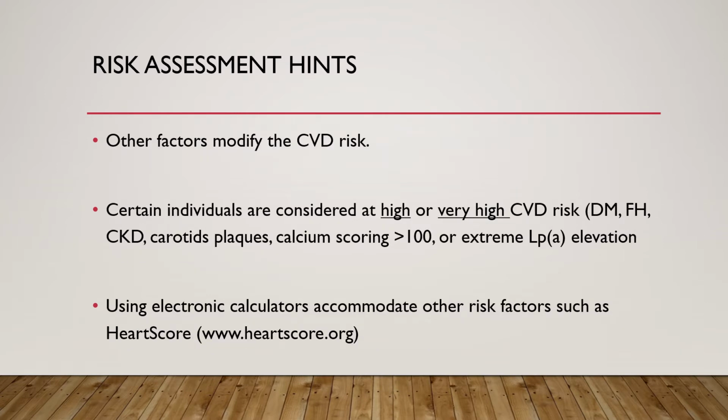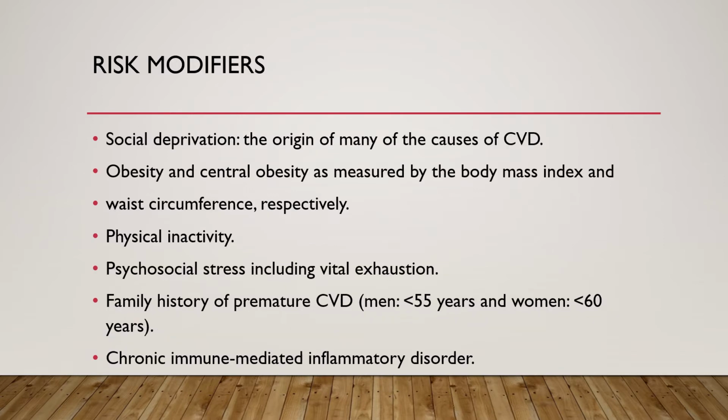You have to keep in mind that there are other factors besides the risk score assessment that modify the cardiovascular disease risk. Certain individuals are at high or very high cardiovascular disease risk, which will be discussed later, such as diabetics, those with familial hypercholesterolemia, as we have said, and chronic kidney disease, or those who have carotid plaques, a calcium score of more than 100, or extreme lipoprotein(a) elevations. These are considered high or very high cardiovascular disease risk groups. These calculators are available on websites, where you can calculate the risk scores for your patients.